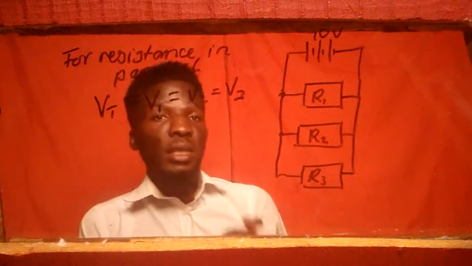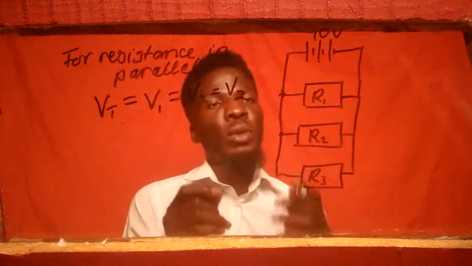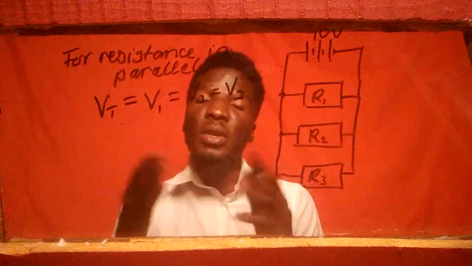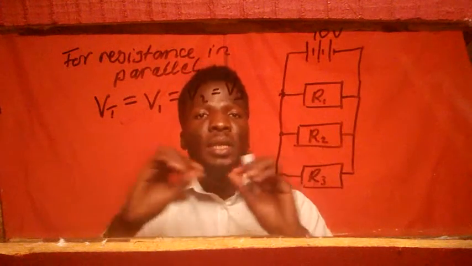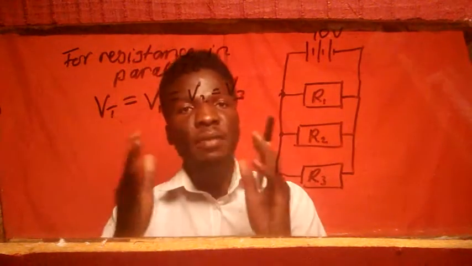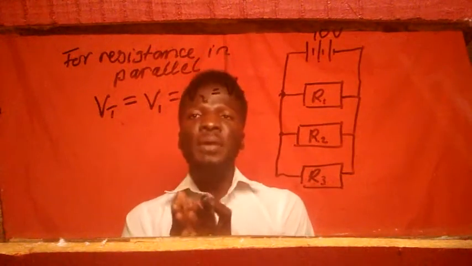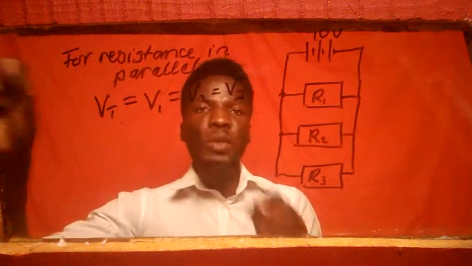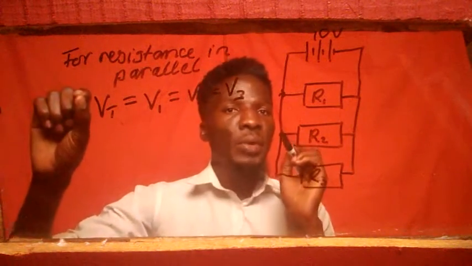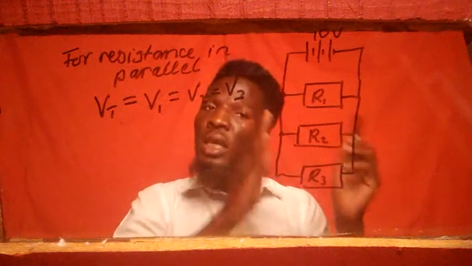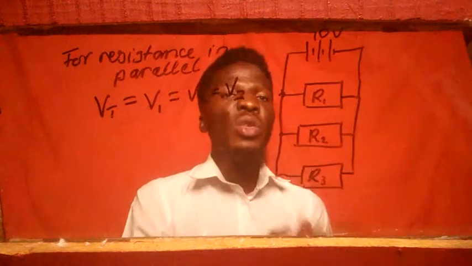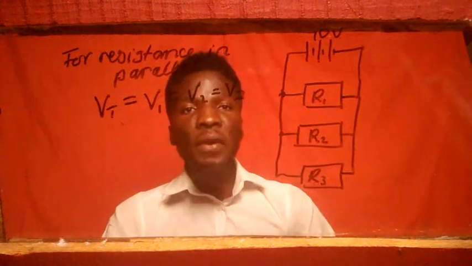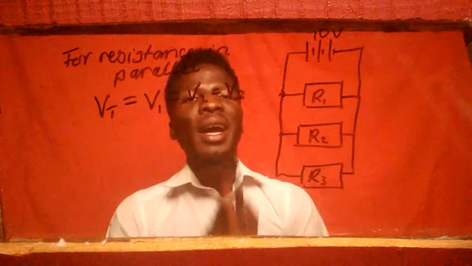So for current, it is opposite. When we were looking at resistors that are connected in series, their current is just the same. The same current at the ammeter will be the same current at resistor R1, the same current at R2, the same current at R3. But here it is different because there are junctions.